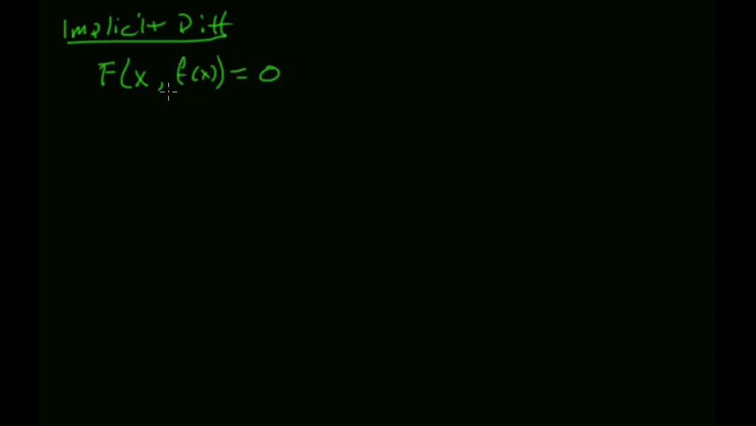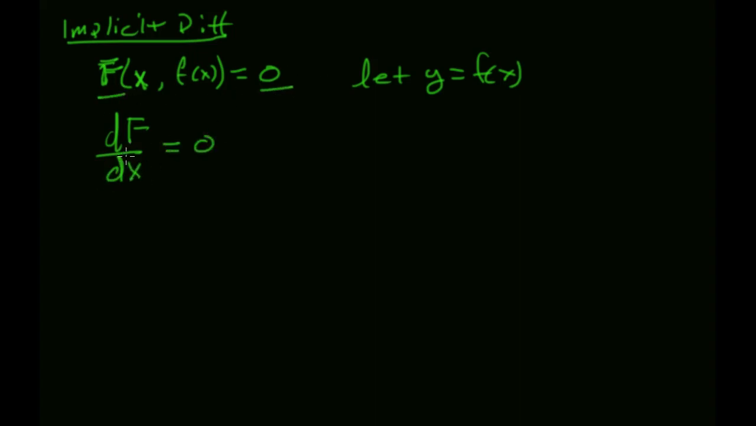So we're back to y being f of x. So we have a big F of x, a multivariate function where the first variable is x and the second variable is dependent upon the first. So we're going to let y be f of x in this case. It follows that if I take the ordinary derivative of F with respect to x, I should get 0, because if F is 0, then its derivative should also be 0.